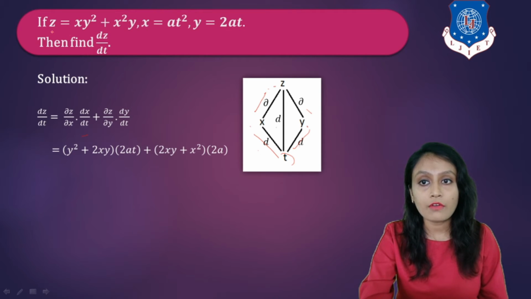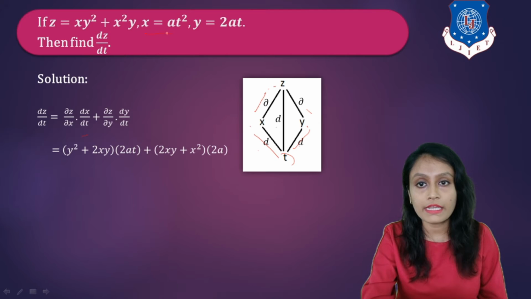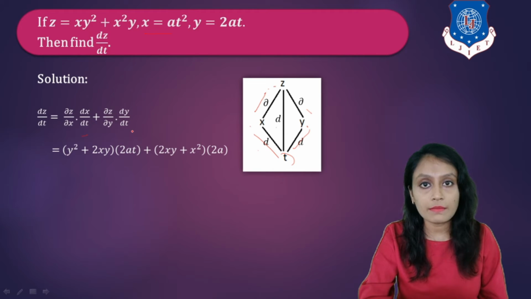Now the derivative of z with respect to x. So it is y square plus 2xy. Here we are keeping y constant. Into the derivative of x with respect to t. So from this you will get 2at, plus del z by del y, which means the derivative of z with respect to y keeping x constant. So from here you will get 2xy plus x square into dy by dt, which means the derivative of y with respect to t. So from here you will get 2a.